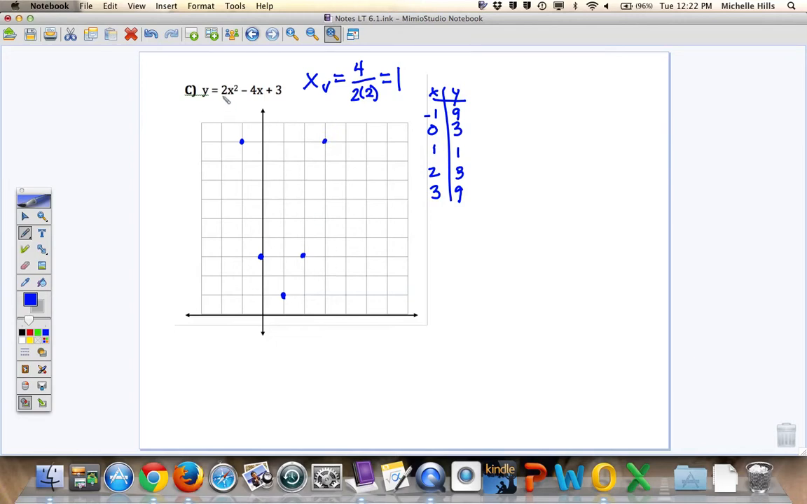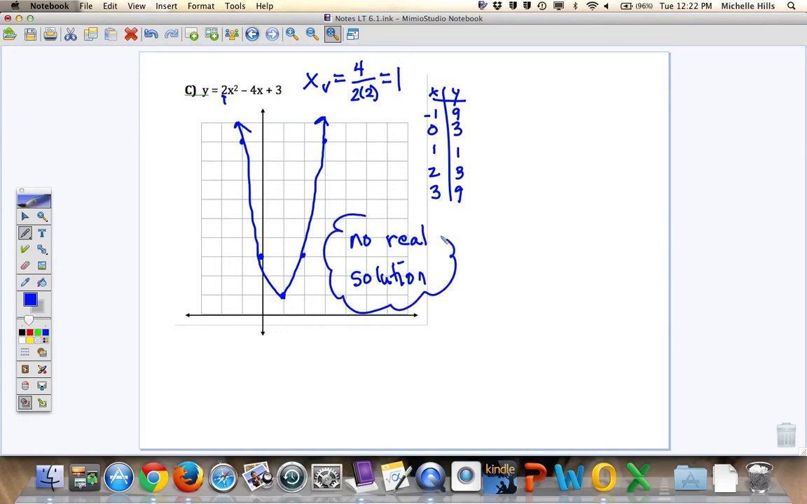This one opens up, which I could tell because this is a +2 in front of my x squared. And since the vertex is above the x-axis, it's never going to cross the x-axis. So my answer in this case is no real solution. In a couple of units, we're going to actually calculate the solutions for this, but they're going to be imaginary or complex solutions. So this one, there's no real solution. So you need to be neat on your graphs, neater than I can do on this, and then give decent, reasonable estimates for the solutions.